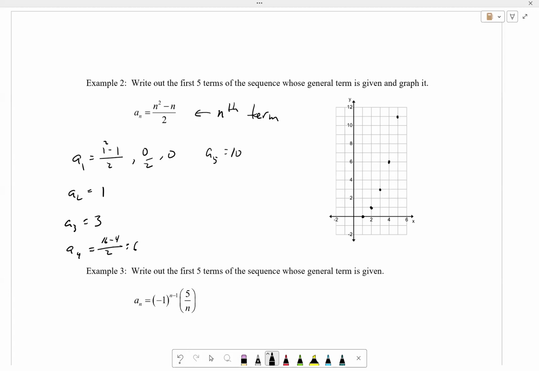Should I connect these? If you connect them, that means there's something happening in between the 1 and 2, like there's a sub 1.3. So we don't connect anything. This is what's called a discrete function, meaning you're only plugging in integer values, specifically natural numbers.